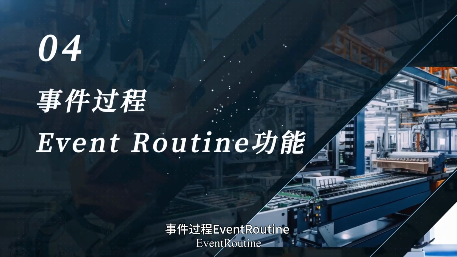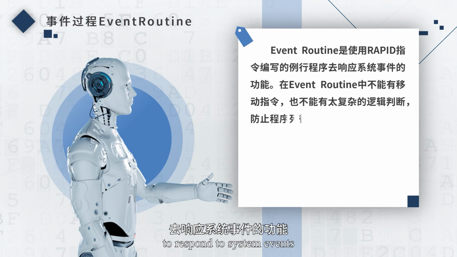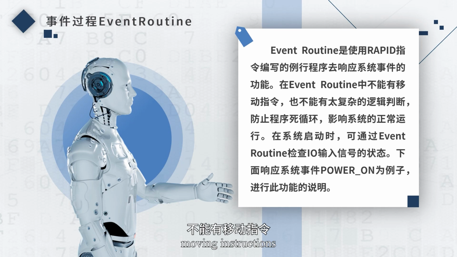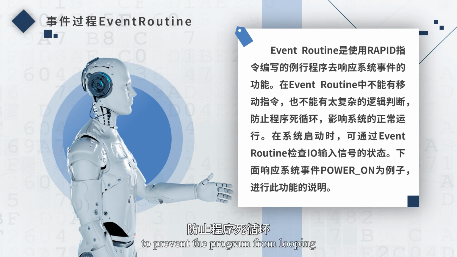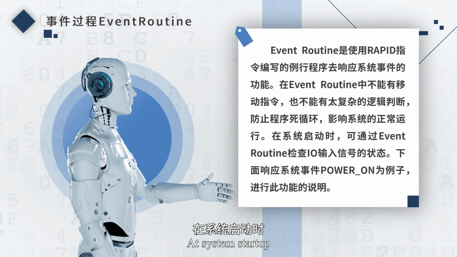Event routine. Event routine is a routine program written in RAPID to respond to system events. There should be no moving instructions or complex logic judgments in the event routine to prevent the program from looping and affecting the normal operation of the system. At system startup, the status of I/O input signals can be checked by event routine. The following response to the system event power on is an example to explain this function.